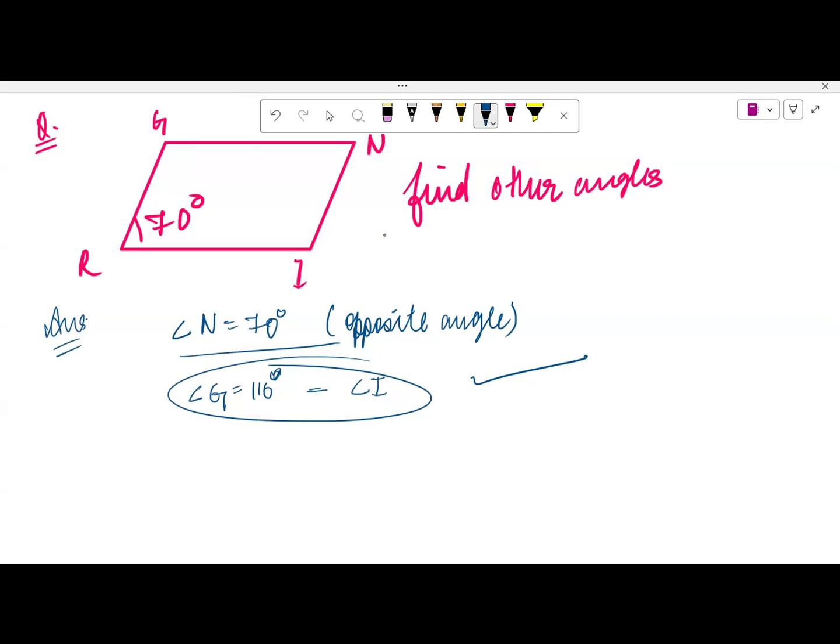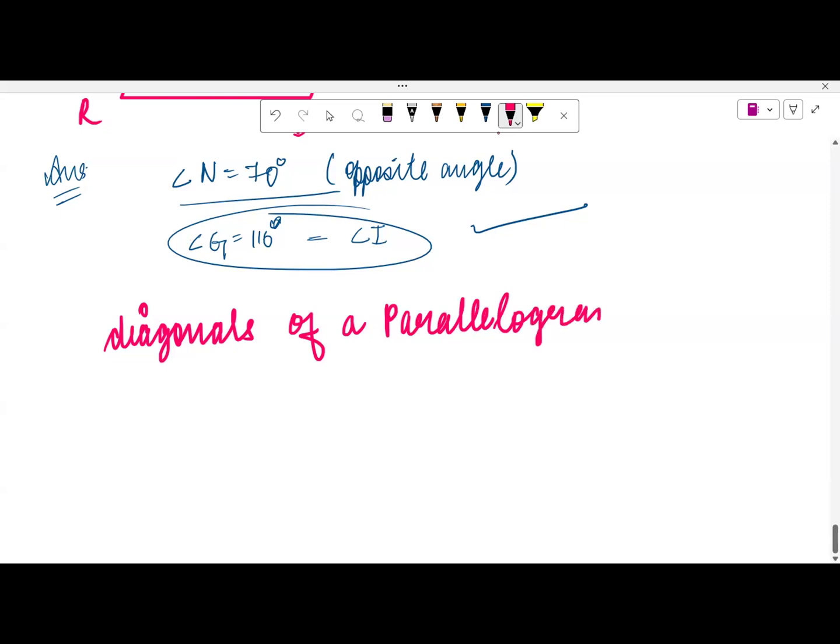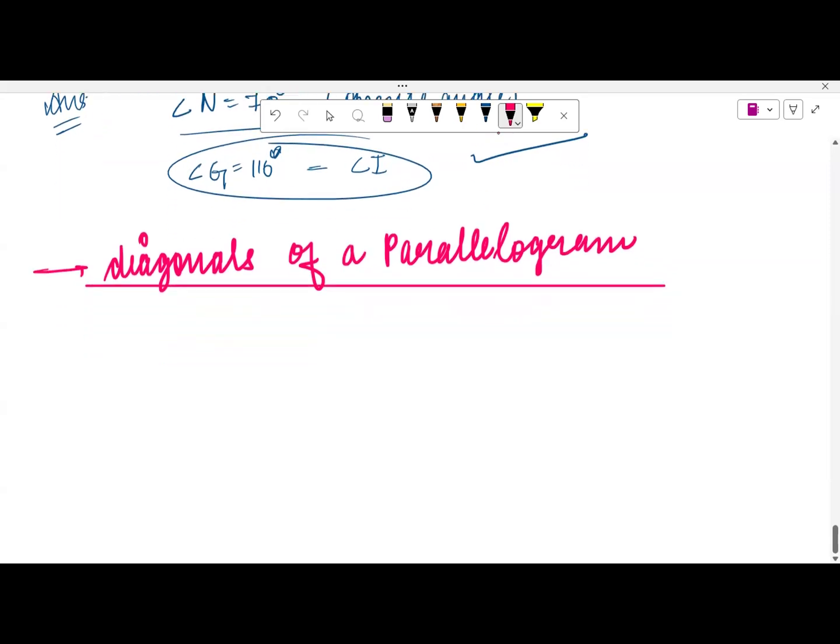Okay, next we have the diagonals of a parallelogram. So what is the property of the diagonals of a parallelogram? Diagonals are perpendicular bisectors of each other. Diagonals are bisectors of each other. They are not perpendicular, they only bisect each other. Okay, let's talk about the diagonals because you are confused. One is saying bisector, one is saying perpendicular bisector.